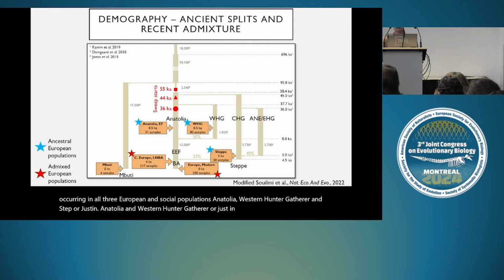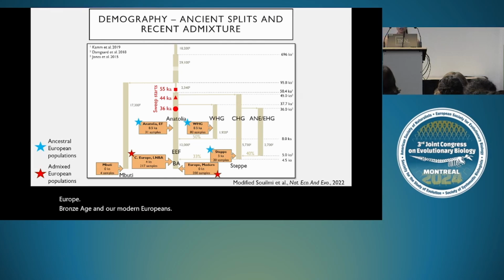All of these different times lead to different sweep dilutions in our admixed populations, Central Europe, Bronze Age, and our modern Europeans. The orange boxes represent the number of individuals that we sampled from these simulated populations and the time at which we sampled them.